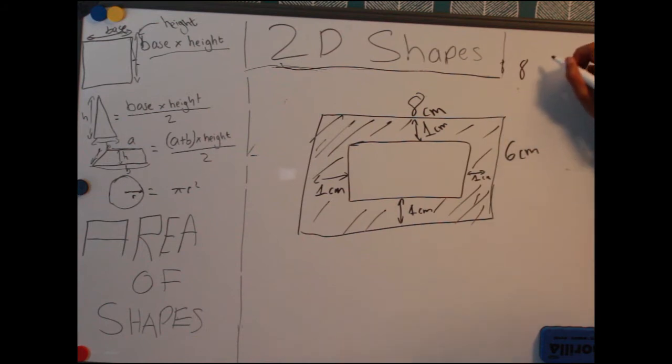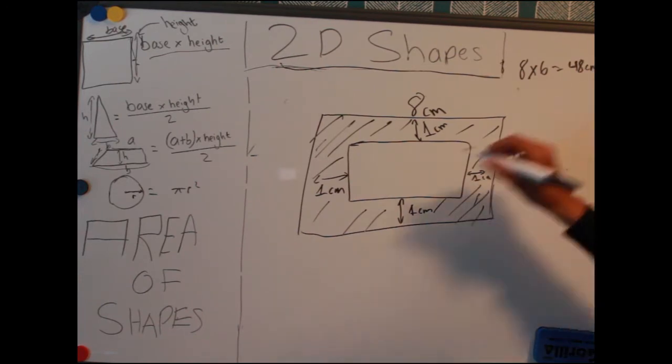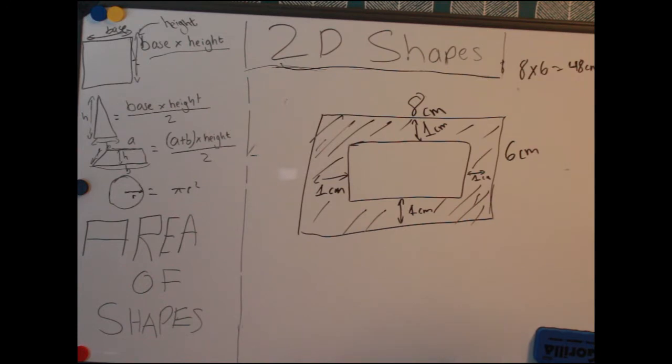First, find the area of the big rectangle, 8 times 6, which is equal to 42. No, 48, what am I doing? Yeah, 48 centimeters squared. Alright, that's the area of the big rectangle. I can't do mental maths.